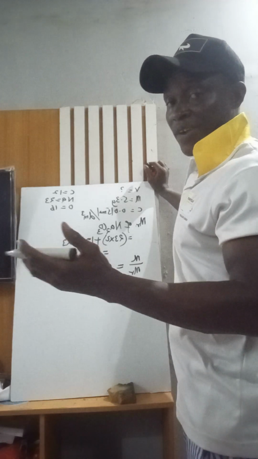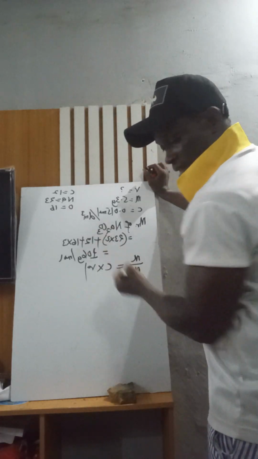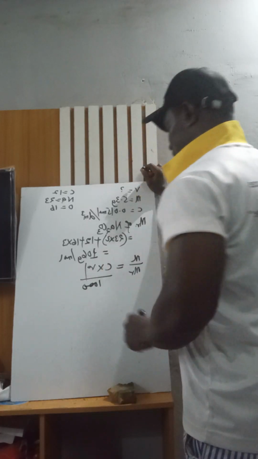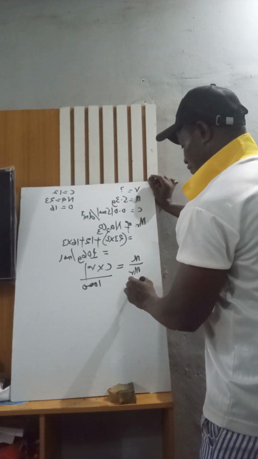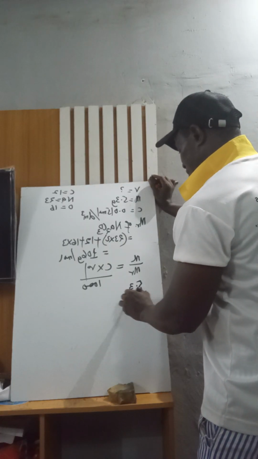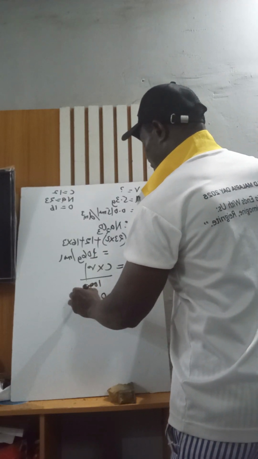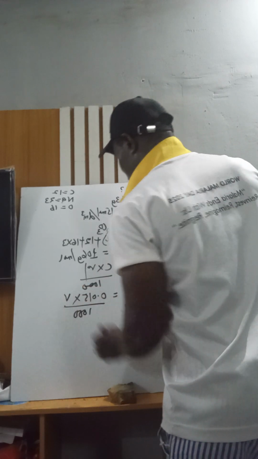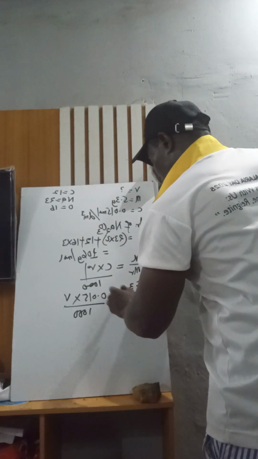It was not specified whether to find the volume in dm cube or cm cube. Let's just go on with the volume in cm cube, then divide it by 1000. Now please put in your parameters. Mass is 5.3. Molar mass is 106. Concentration 0.015 times the volume I'm looking for over 1000. The volume you get here must be in cm cube, so cross multiply.